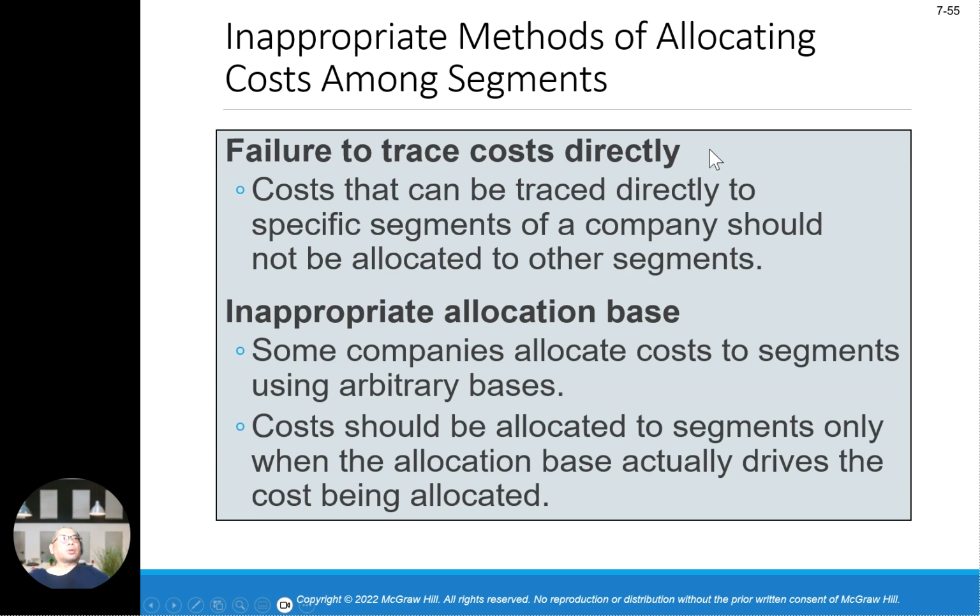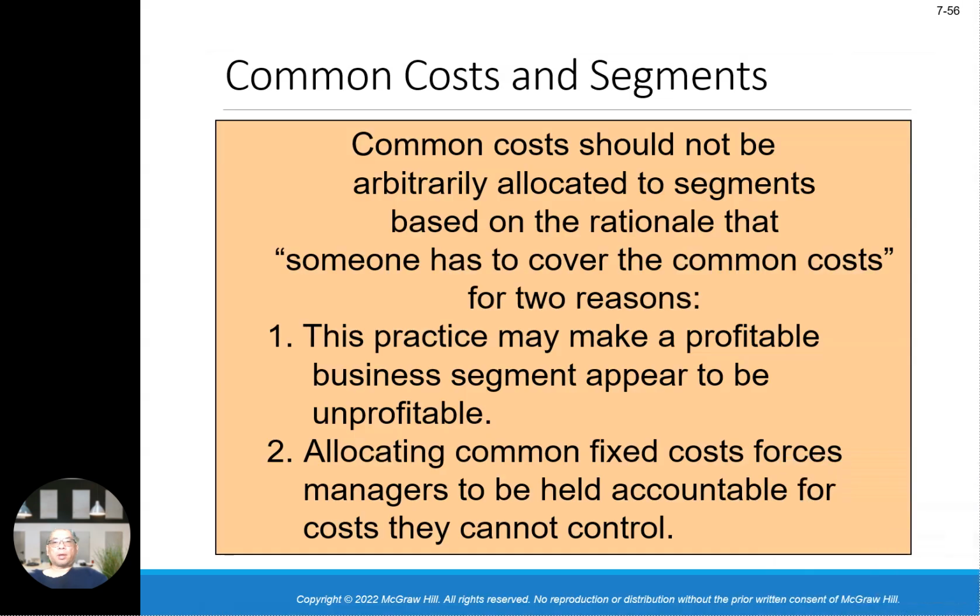So, failure to trace costs that can be directly traced to a specific segment means they should not be allocated to other segments. Also, inappropriate allocation bases: some companies allocate cost to segments using an arbitrary base. Cost should be allocated to a segment only when the allocation base derives from a cost actually being associated with it. Common cost should not be arbitrarily allocated to segments based on the rationale that someone has to cover common cost, for two reasons. This practice may make a profitable segment appear to be unprofitable. And segment managers would be held accountable for costs that they cannot control.